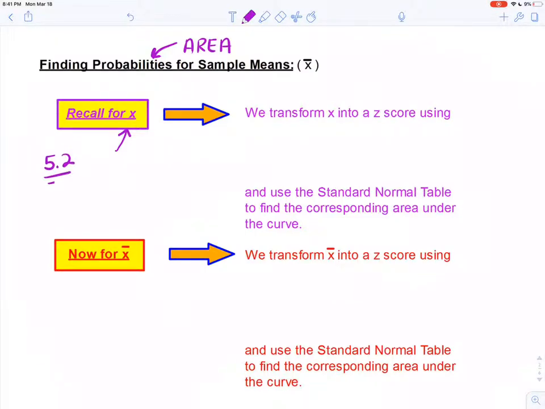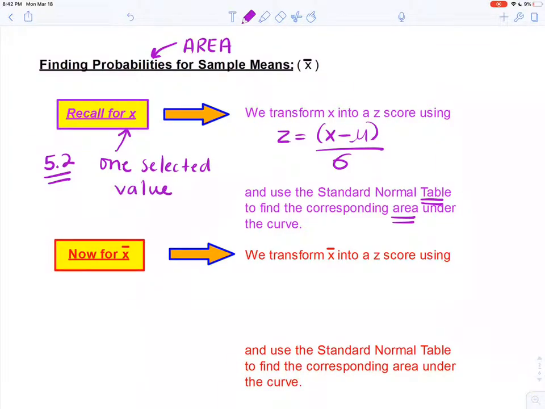In section 5.2, we defined a method for finding the probability for an individual value of x. All right, and in that method, what we did was we transformed our value into a z-score using our basic z-score formula. All right, subtracting the mean mu, dividing by standard deviation sigma. That z-score allowed me to go to my table, and then using the table, I was able to find area left, right, or in between. All right, now again, when we talk about doing this for x, we're talking about looking at a probability for one selected data value.